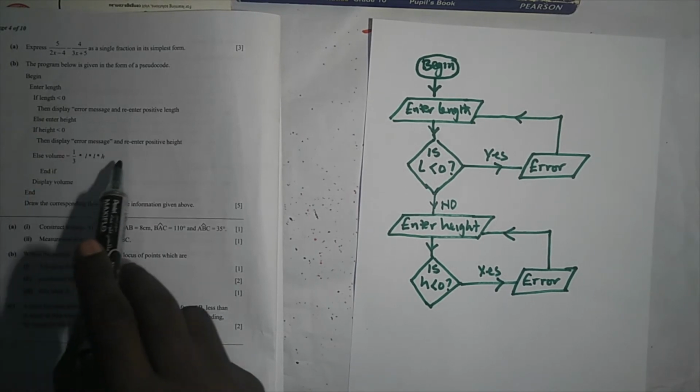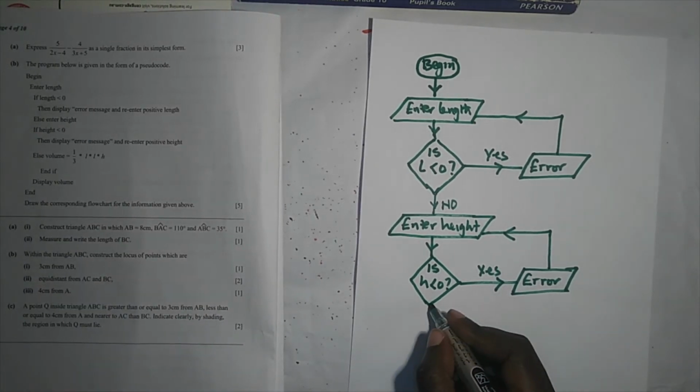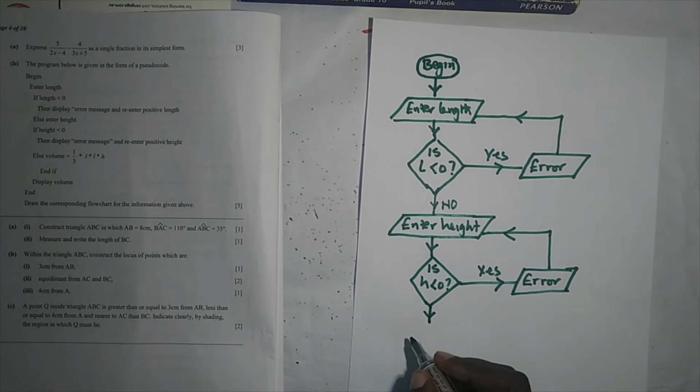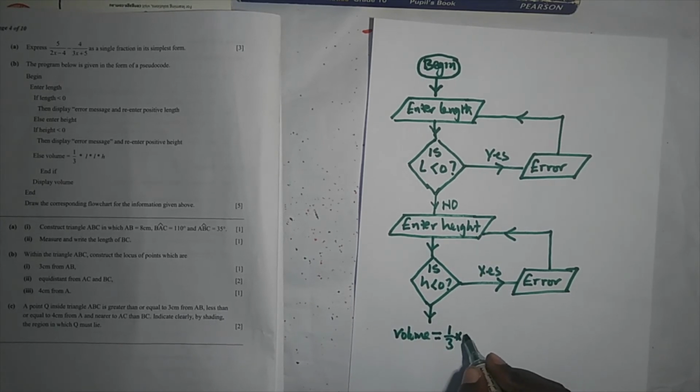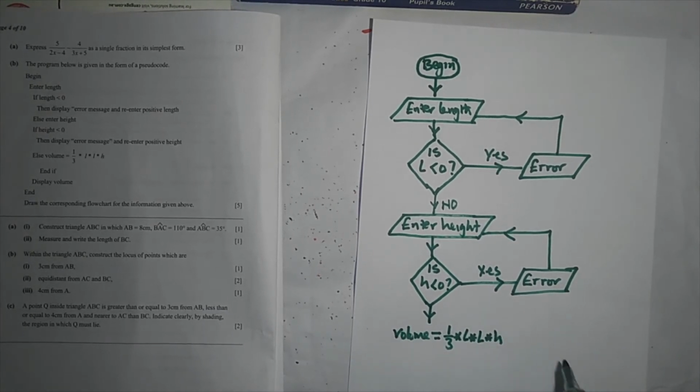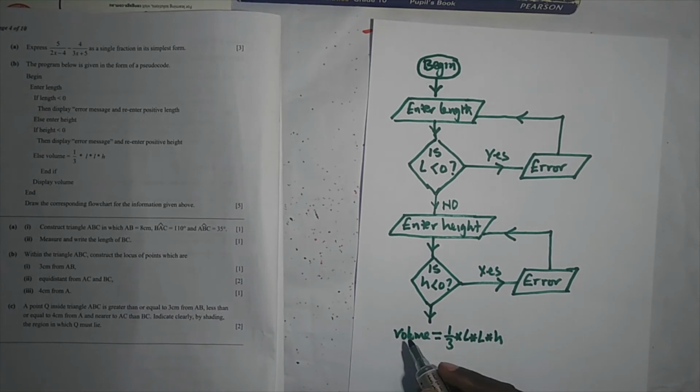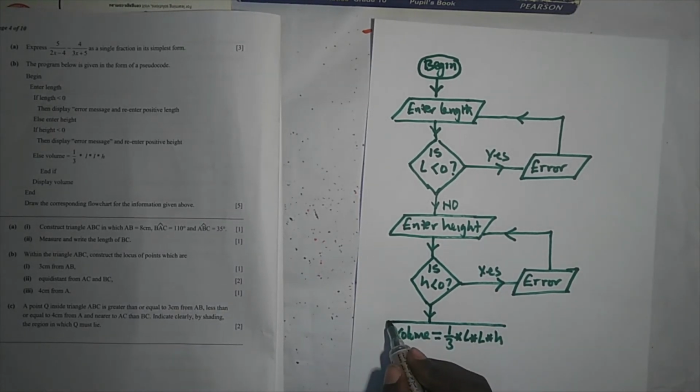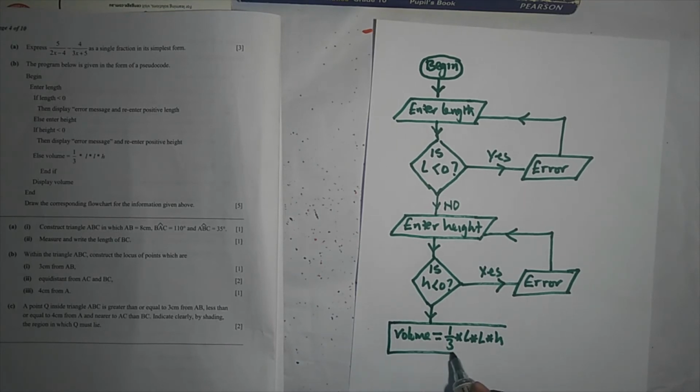So this is a formula here. So coming down here, we are going to have volume. Volume is equal to 1/3 times L times L times h. So this formula, a formula will always go into a rectangle. So you're going to have a rectangle here.